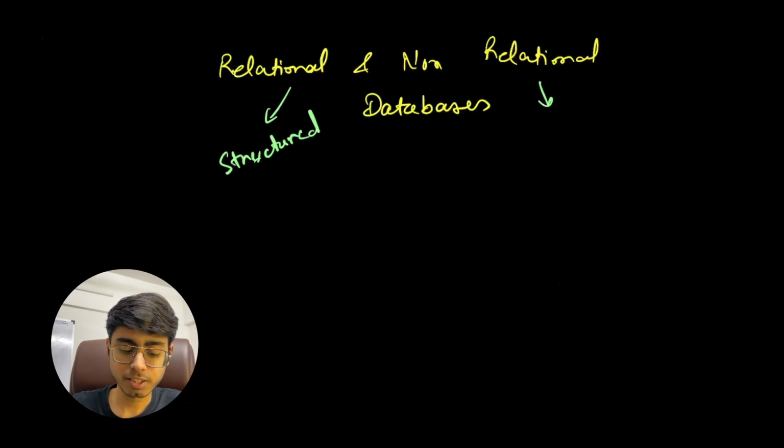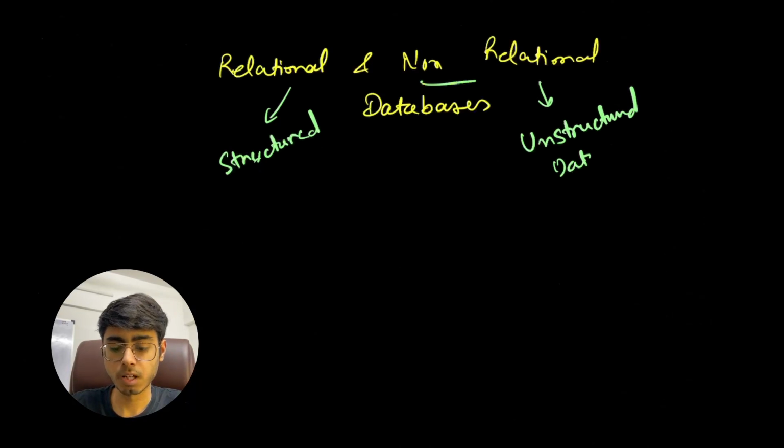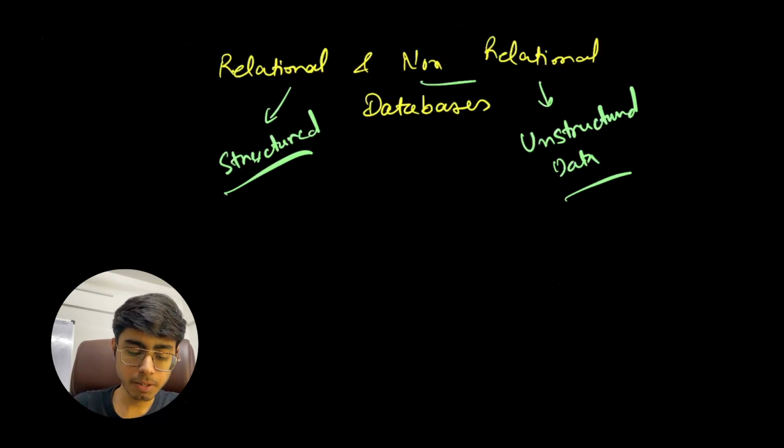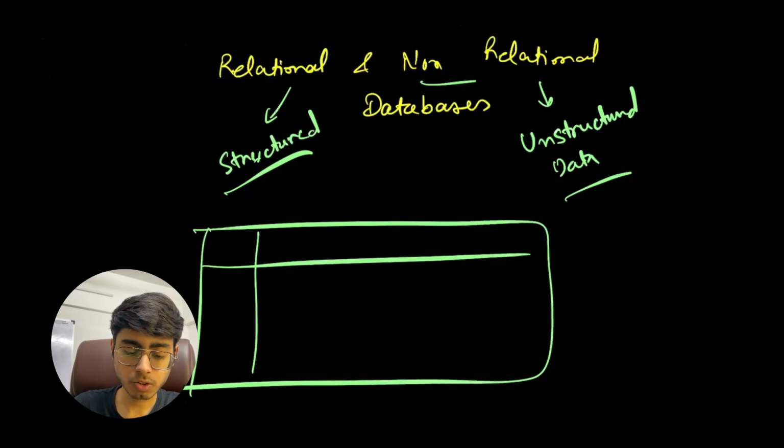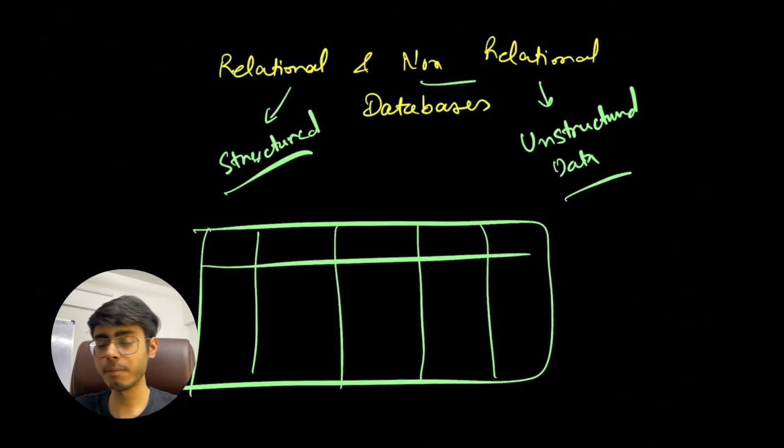So relational, structured data; non-relational, unstructured data basically. What do I mean by structured and unstructured data? The data which you can actually feed into a table. Now a table, let's say this is a table, has fixed columns and an unlimited number of rows you can have.